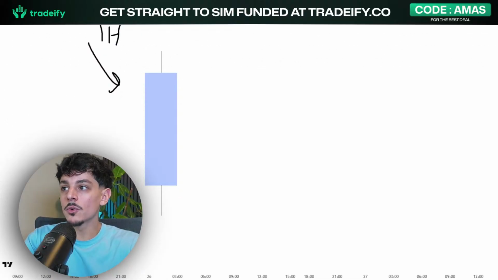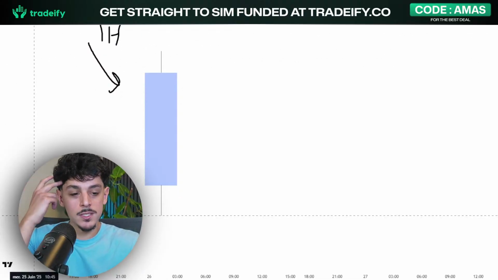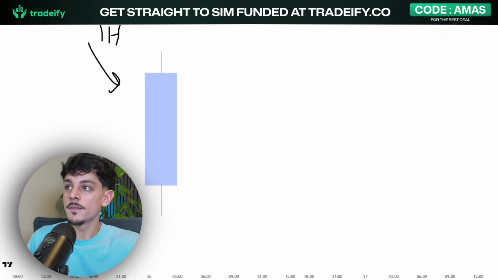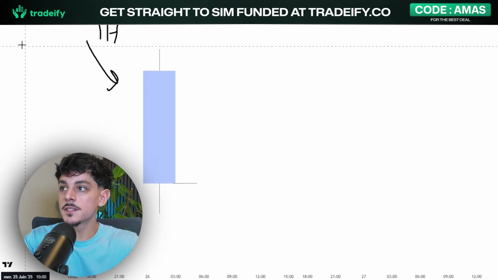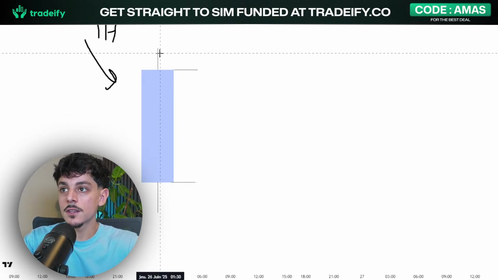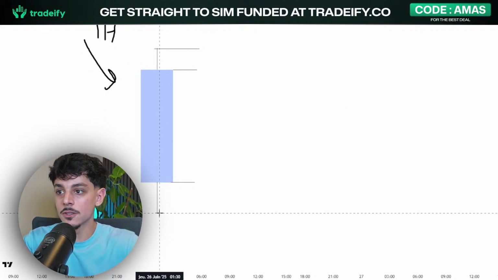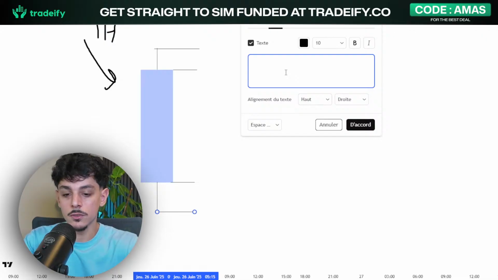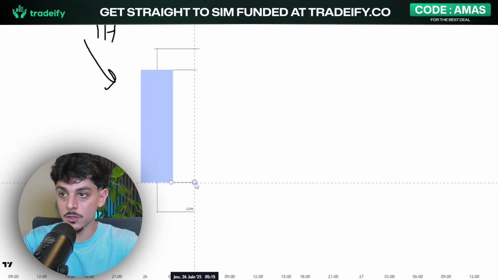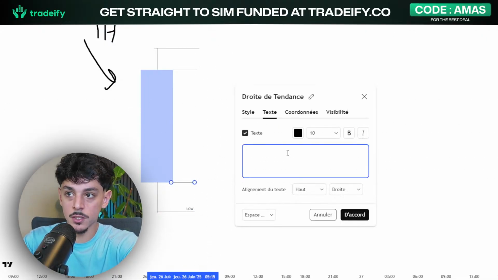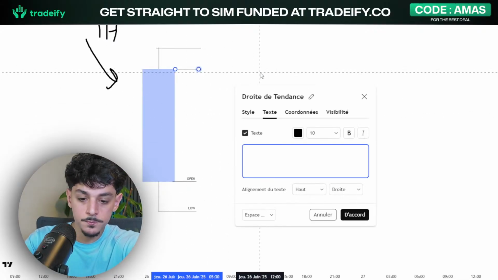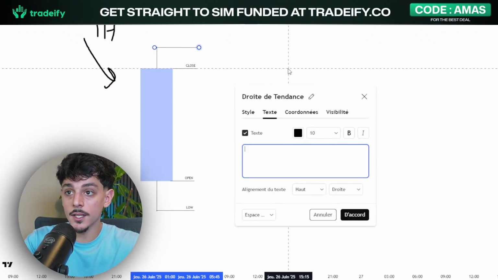A 1 hour candle, you can know exactly what's happening inside that 1 hour candle if you just go down lower time frames. On that 1 hour bullish candle, this is the open, this is the close, this is the high, and this is the low. All right, so let's use this. Let me just explain to y'all why most people are dumb looking at this. So open, close, and then this is the high.